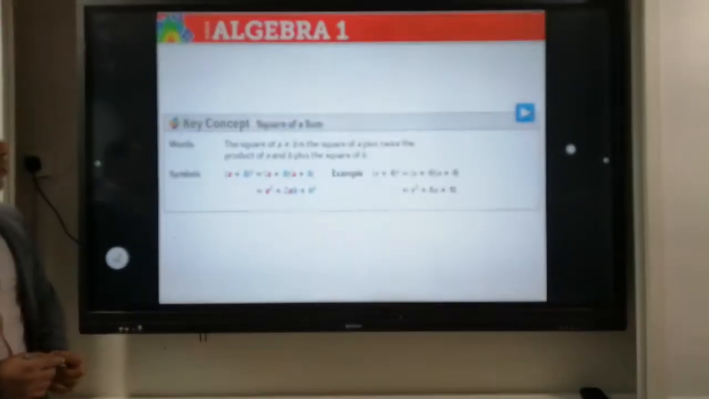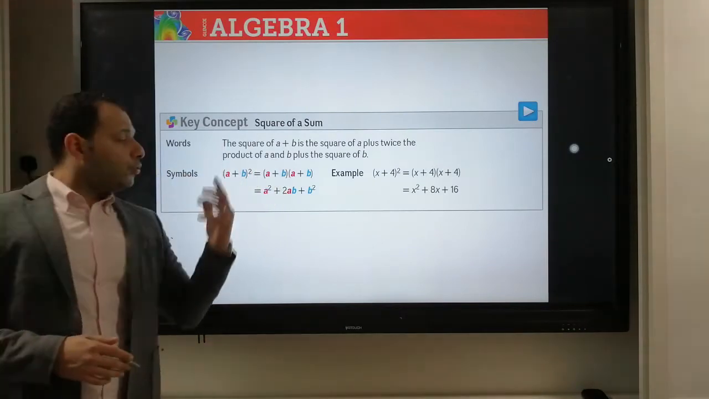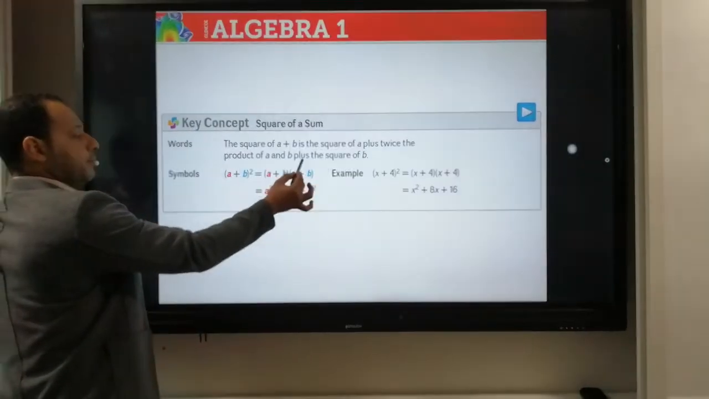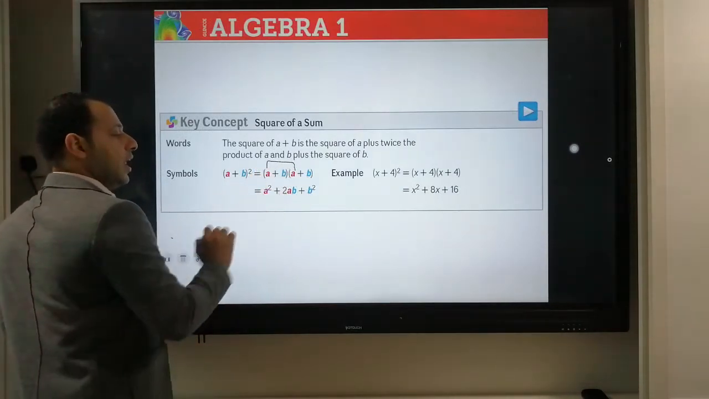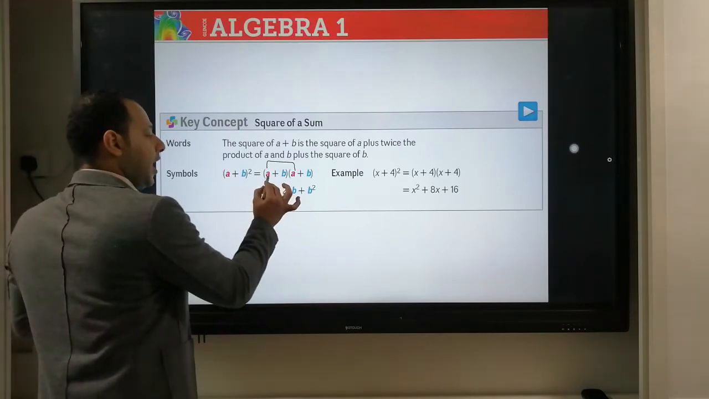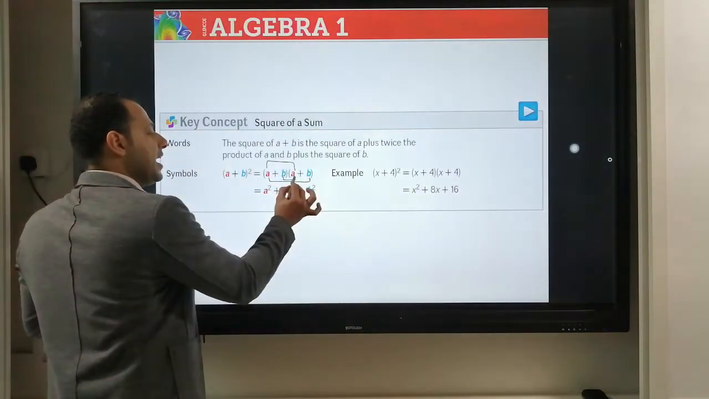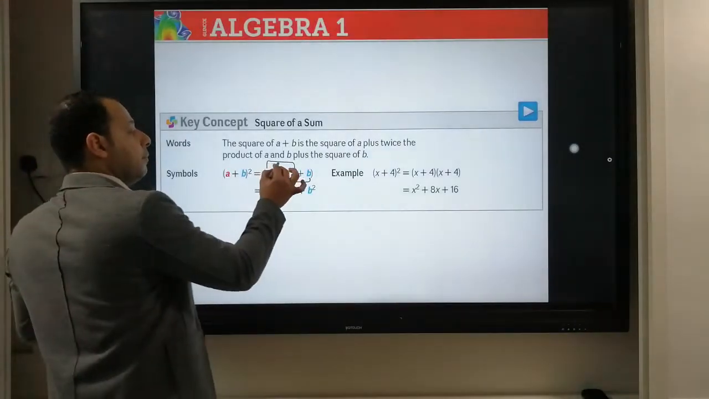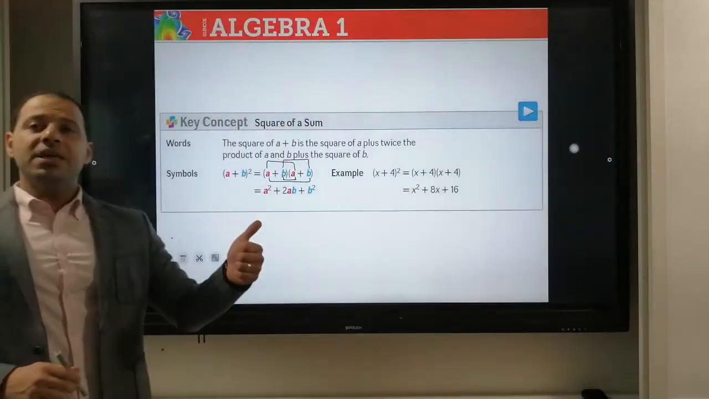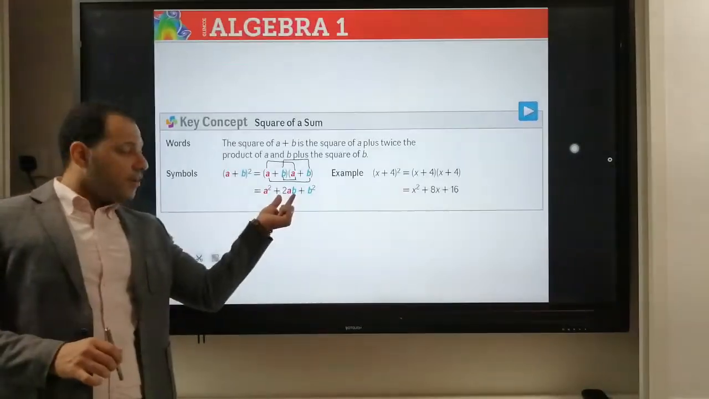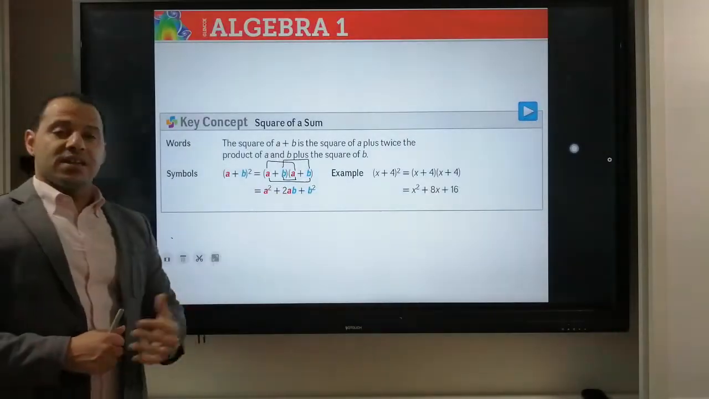And then he used a FOIL method to get the result. A multiplied by A, so we have here A multiplied by A equal A squared. A multiplied by B, it's AB. B multiplied by A, it's AB also. B multiplied by B, it's B squared. We collect AB and AB, we have 2AB. So by using FOIL method, you can get the answer.